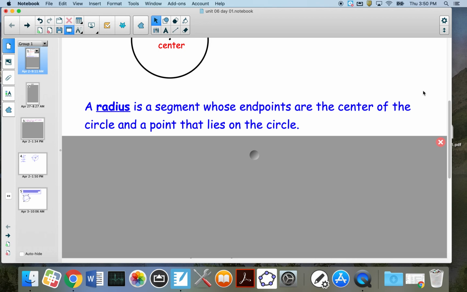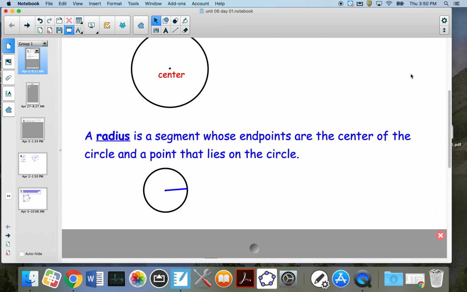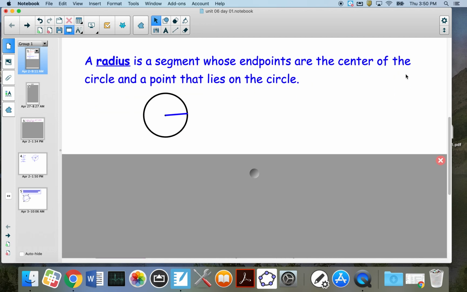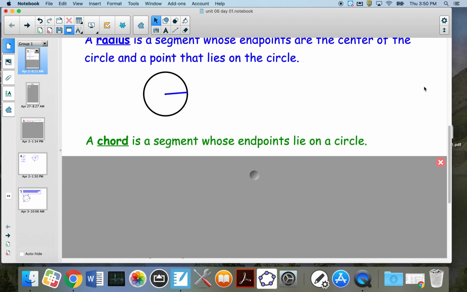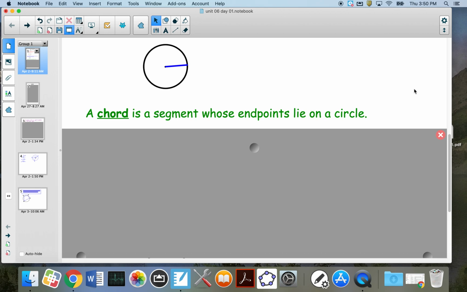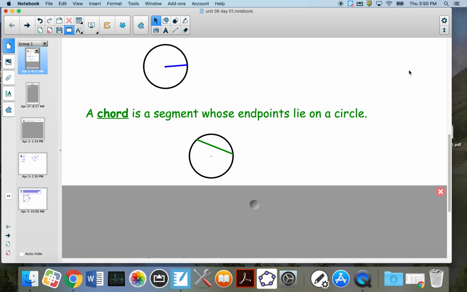So let's talk a little bit about segments in a circle. A radius is a segment whose endpoints are the center of the circle and a point that lies on the circle. So one of the endpoints is the center of the circle, and the other endpoint is any one of the points that's on the circle. A chord, which you may not be as familiar with, is a segment whose endpoints lie on a circle. So both of the endpoints are on the circle. So that would be an example of a chord.